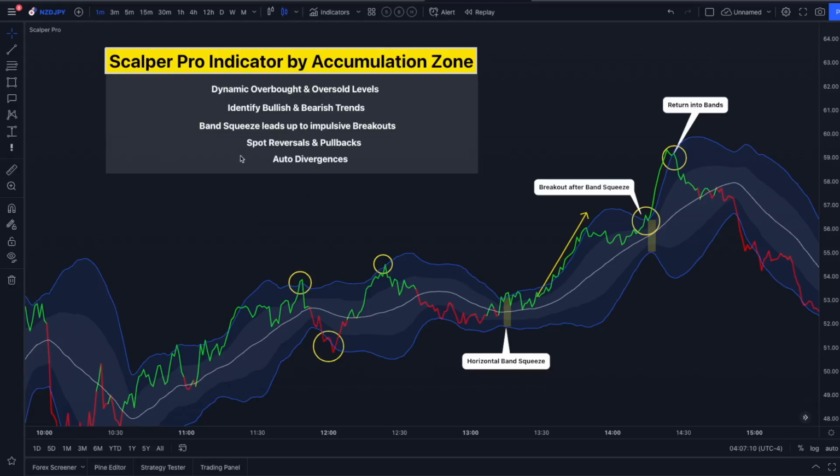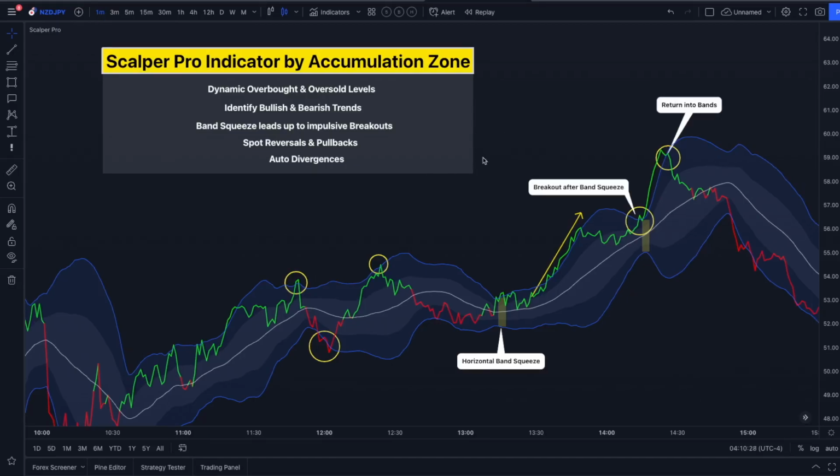In today's video, I am going to be showcasing my Scalping Pro indicator that I'm using successfully to trade the 1-minute charts every day. You might be asking now, what can this indicator do for you? This indicator shows you dynamic overbought and oversold levels. It can also help you to identify bullish and bearish trends.